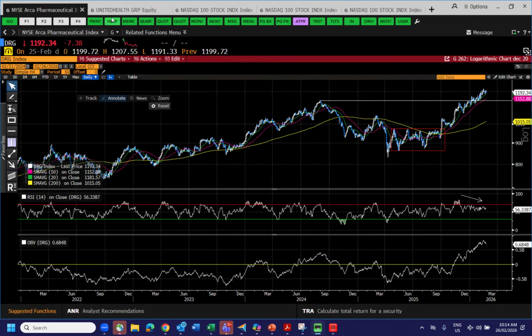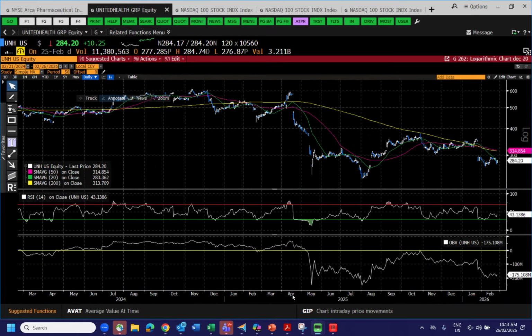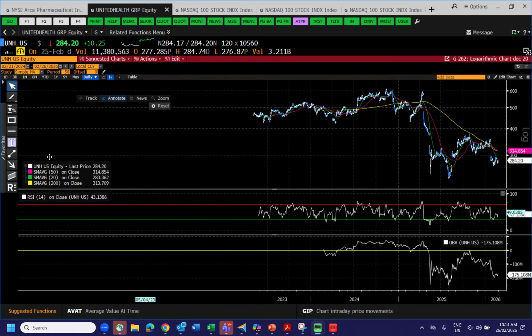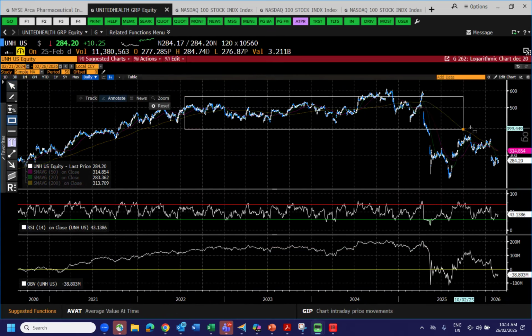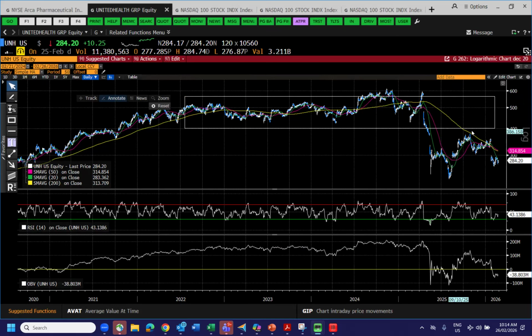Then what about the UNH group? Remember, nowhere close to the smashed up zone yet. So that was the breakdown, right? This 400 is now resistance. This was the divergence low.